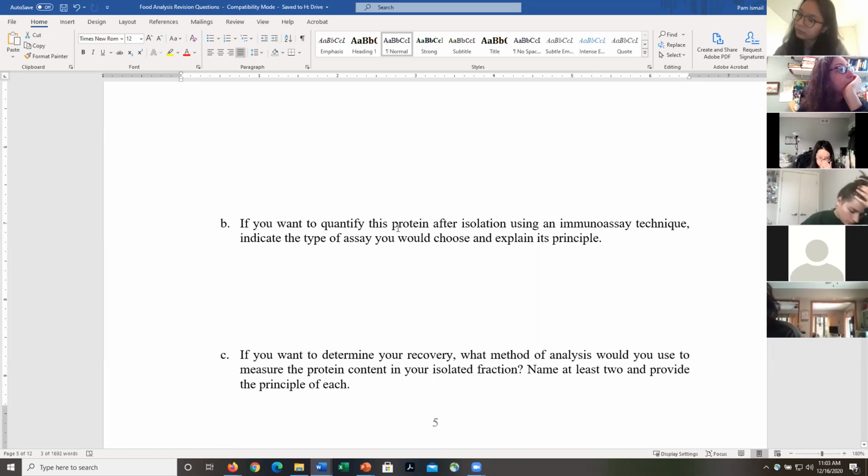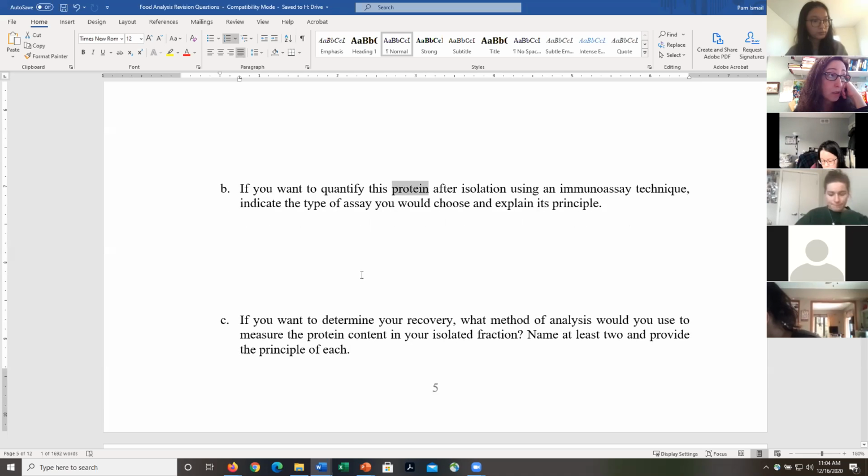Okay, if you want to quantify this protein after isolation using an immunoassay technique, indicate the type of assay you would choose and explain its principle. Sandwich ELISA, that is your method. Because protein is a large molecule, you have multiple epitopes, so it can be sandwiched between 2 antibodies. So for sandwich ELISA, just remember the principle.